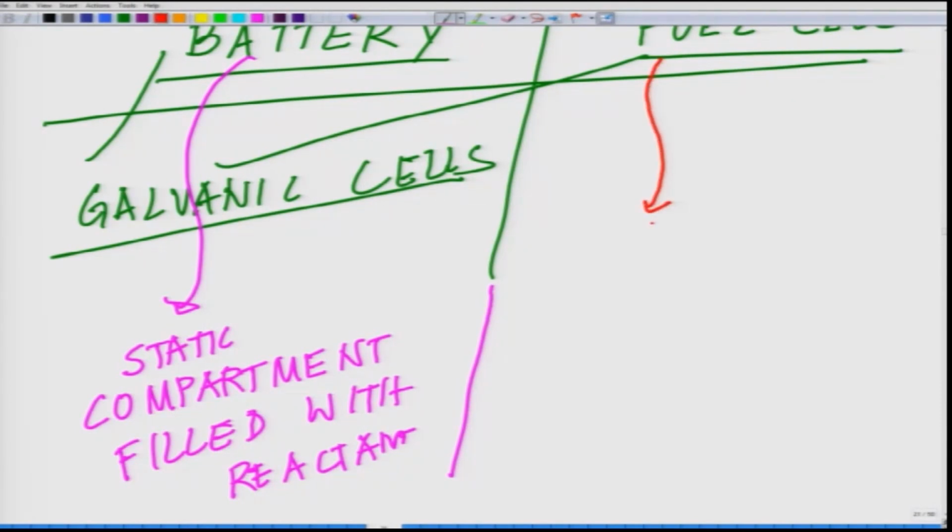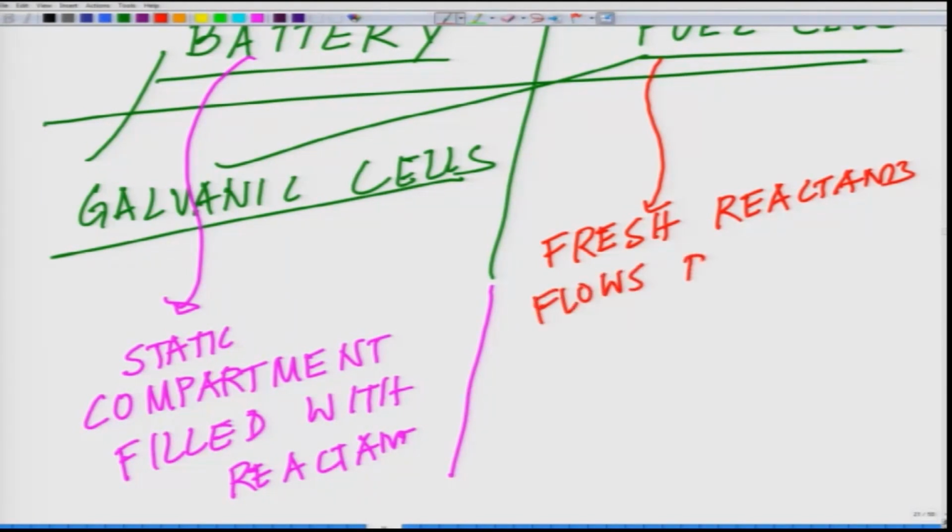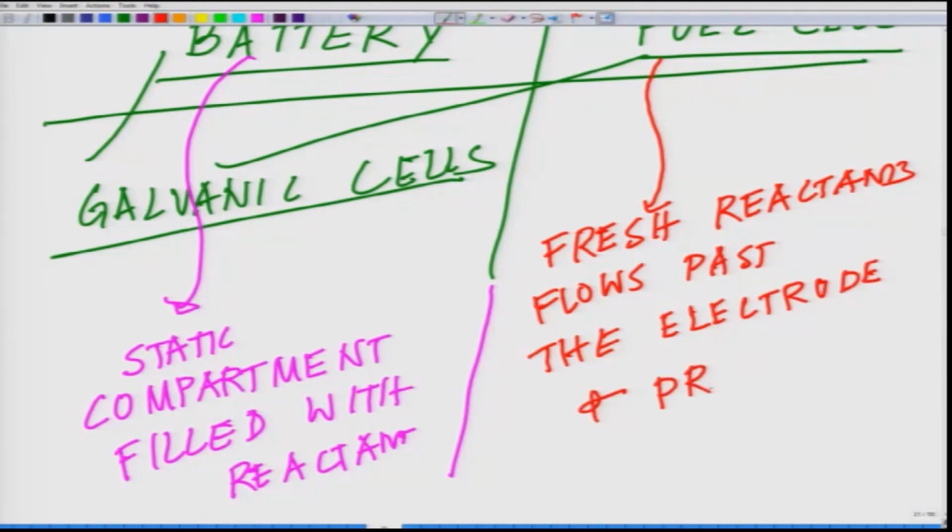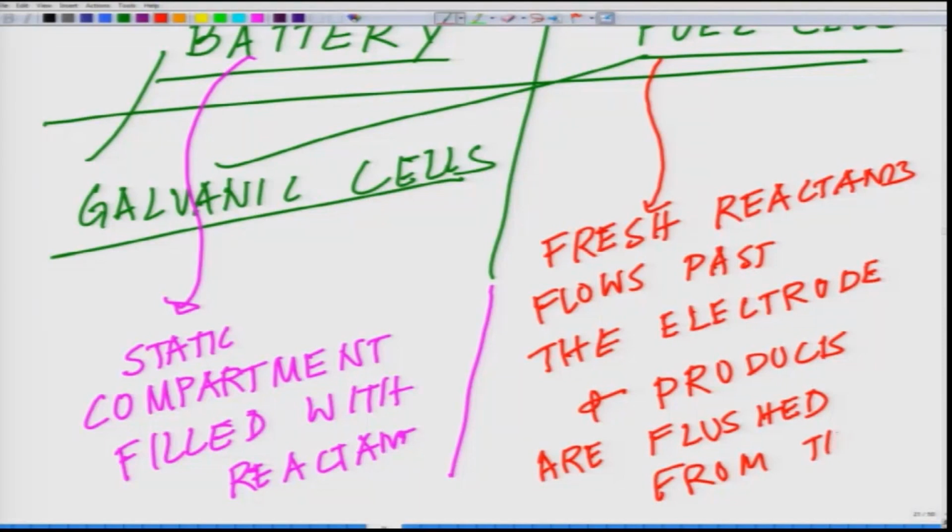in case of a fuel cell, the fresh reactant flows past the electrode. So, you are continuously supplying fresh reactants flowing past the electrode and products are continuously flushed from the cell. So, keep this in mind, these are two very important applications.